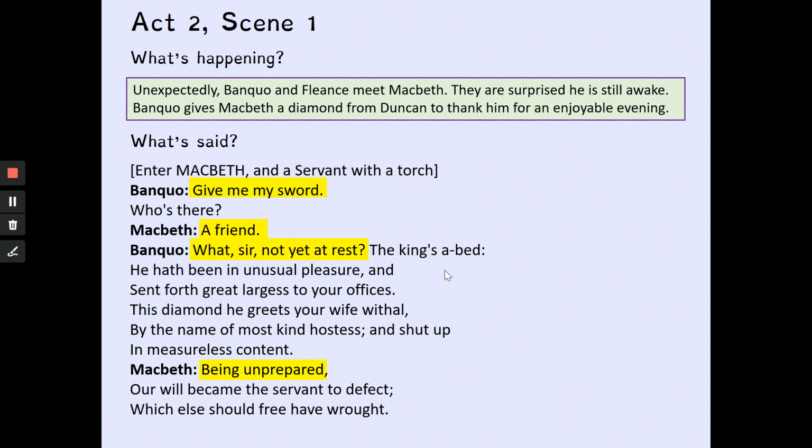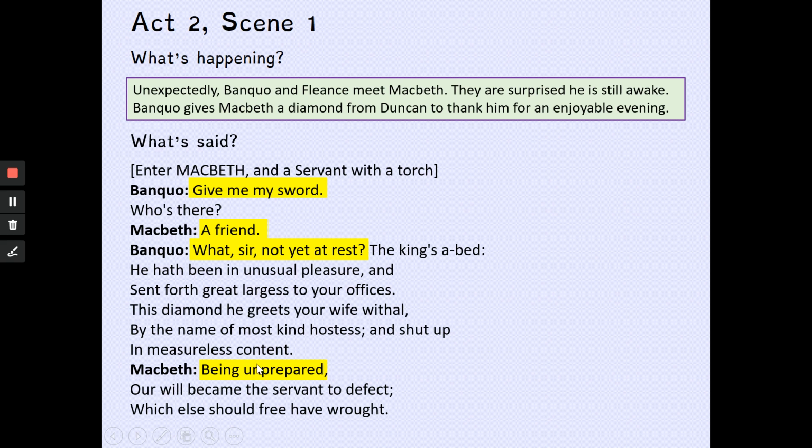Now, later on, Macbeth talks about being unprepared. And here we've got the truth emerging, and his mask of doing the right thing is slipping, because Banquo has just said that the king's in bed, and the king is shut up in bed in measureless content. So he's gone to sleep very happy.